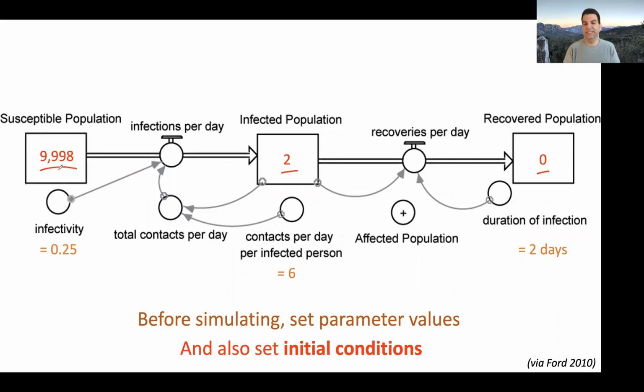All right, do these make sense? These parameter values and initial conditions that I set here. At this point, we're ready to simulate and see our behaviors over time. So any questions about that? Is it clear what these numbers are? Okay.